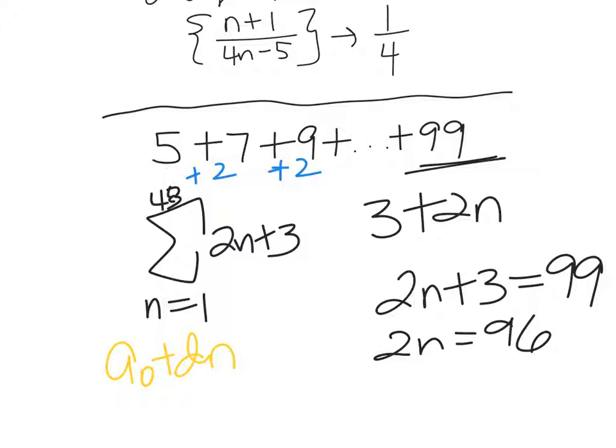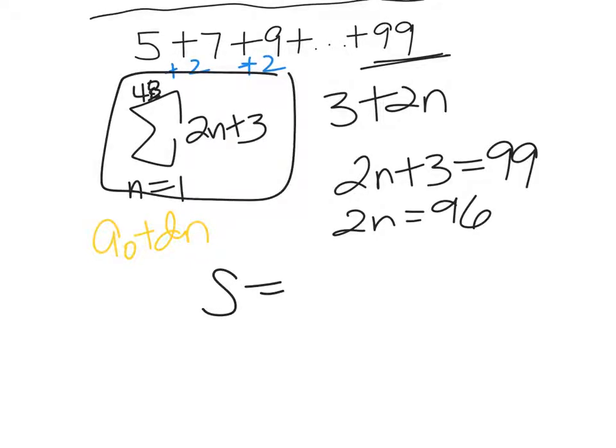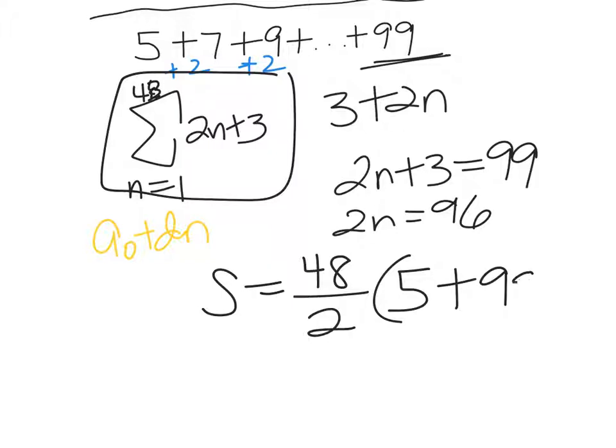48. Okay, and if I ask you to find the sum of this, you can either plug it into your calculator. Once you have sigma notation and you know how to use that button on your calculator, you could plug that in. Or you would do the sum formula for arithmetic, which would be the number of terms divided by 2. The first term was 5, if you look up in the series, and the last term was 99. Put that in your calculator, and there's your answer.